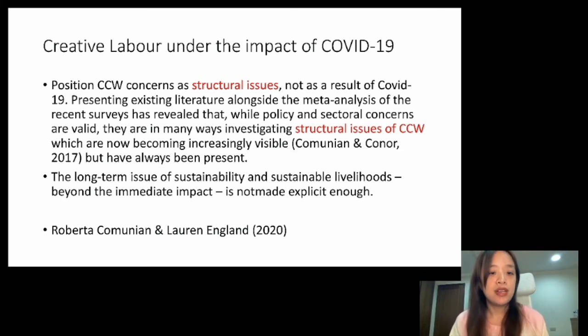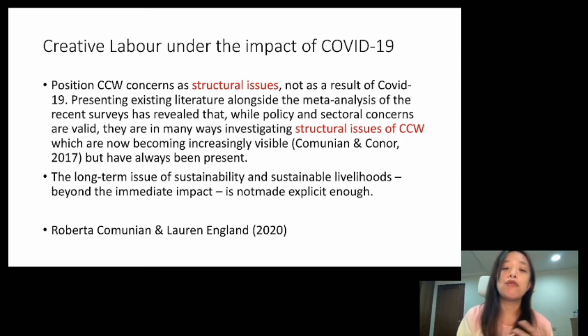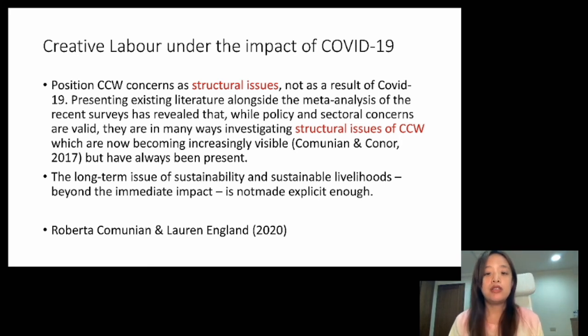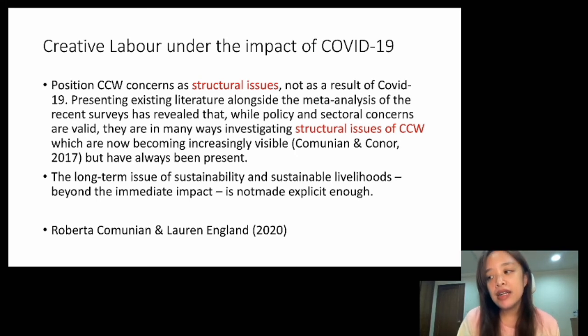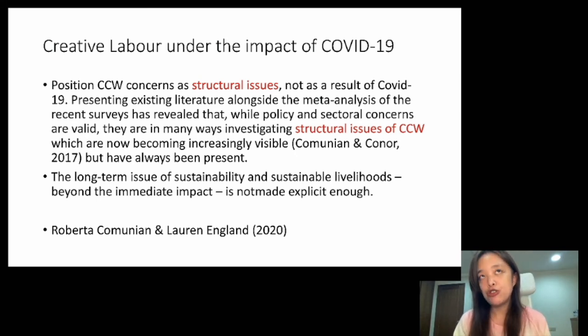What they do is present existing literature alongside a meta-analysis of recent surveys. They revealed that while policy and sectoral concerns are valid, they are in many ways investigating the structural issues of CCW, which stands for Cultural and Creative Workers, which are now becoming increasingly visible but have always been present. So there is a risk of presenting those issues as directly and only relevant to COVID-19, when there are actually many long-term issues of sustainability and sustainable livelihood, which go beyond the immediate impact and are not made explicit enough.